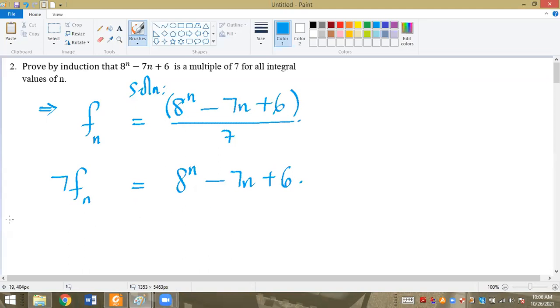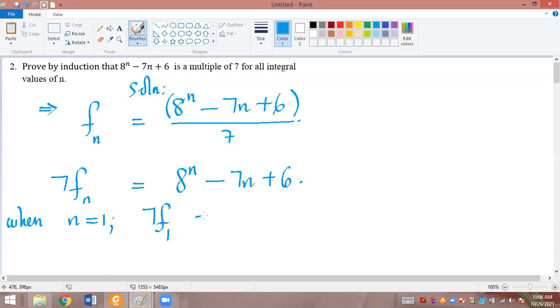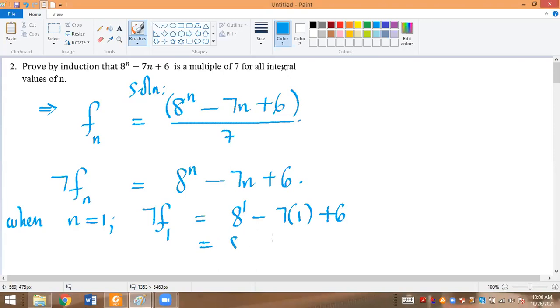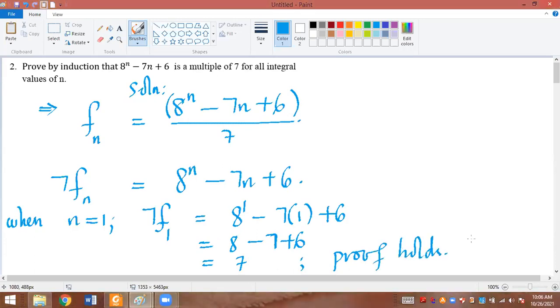And then you start checking. When n is equal to 1, we'll have 7 f at 1. The first value you get is 8 power 1 minus 7 into 1 plus 6. That is 8 minus 7 plus 6. I don't know whether people see a 7 there. A 7, which is true. The 7 we have got is obviously divisible by 7.